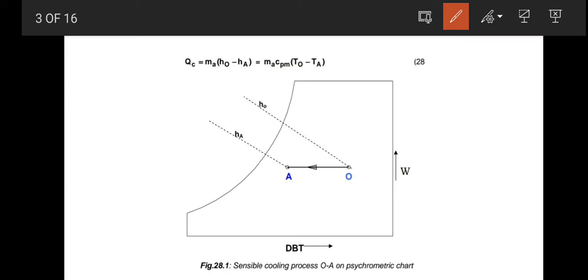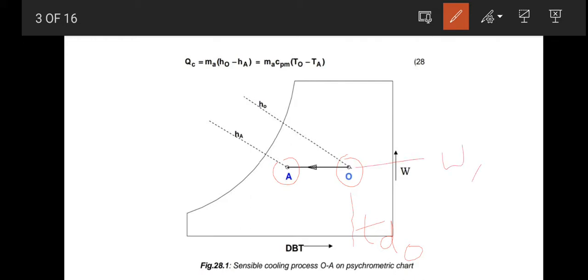In the sensible cooling process, we stated that moisture content will be constant. For that, if you see here, O will be the initial point and A will be the afterward point. At point O, suppose the temperature of that air is TDO. This TDO temperature moist air we are supplying to the cooling coil, and its specific humidity we will denote as W1.